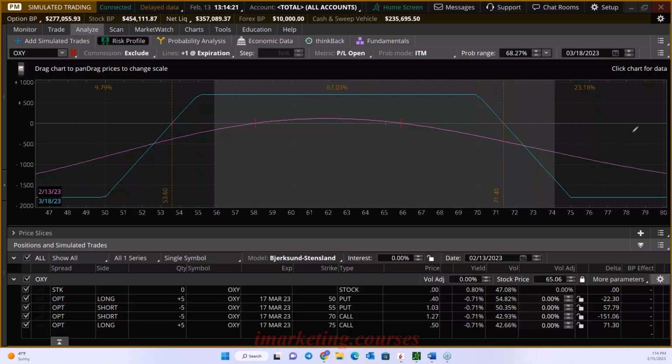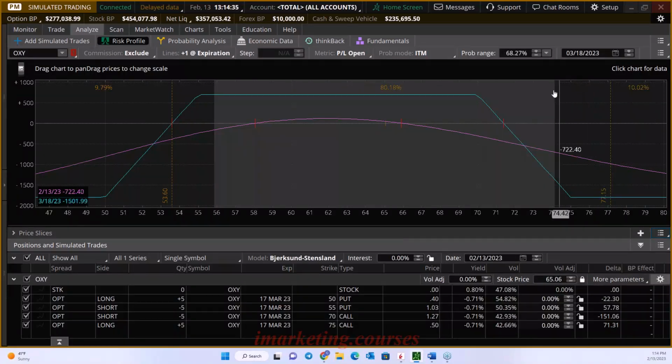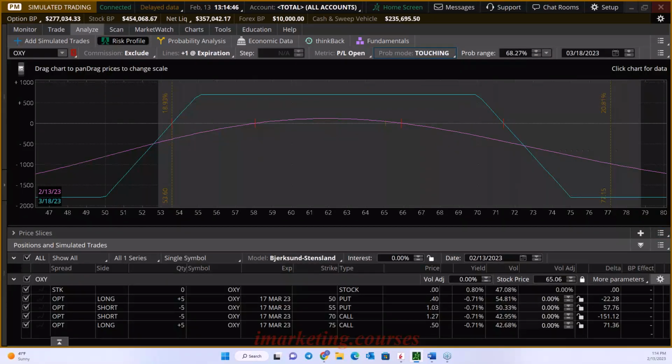But if we went to probability of touching, right now our probability mode is in the money, but you can actually change it to the probability of it touching. If you go up, see where the 80% probability is? One more section left, where it says, there it is. The probability it would touch that strike is pretty high. I'd say it's 50% or better. If we drag that price slice over to the strike of 70, I'll bet we got about a 60% chance of having some headache in this thing.